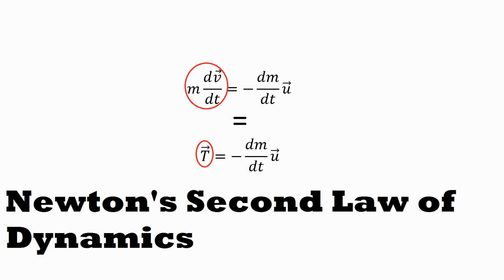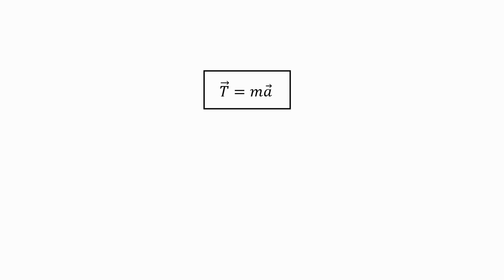By exploiting the second law of dynamics, we can see that the left-hand term is actually the thrust. We have discovered the dependence of the thrust on the exhaust mass flow rate and the exhaust velocity. It's time to move to the rocket equation.